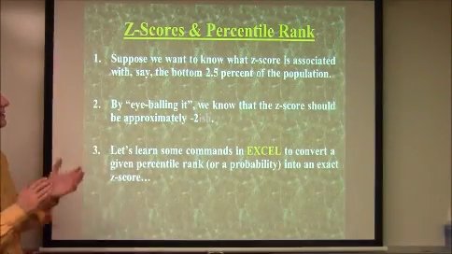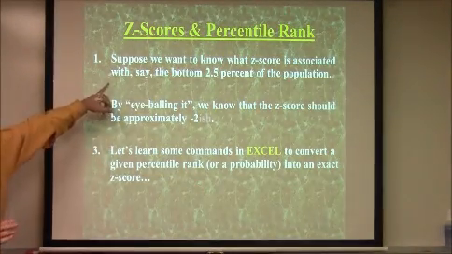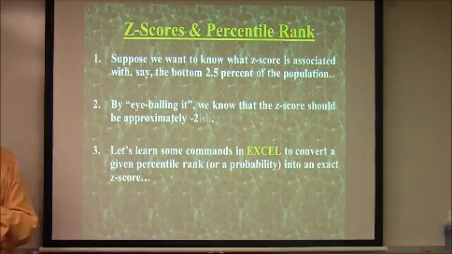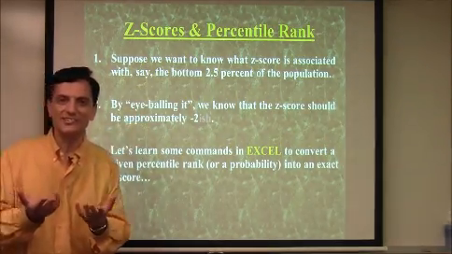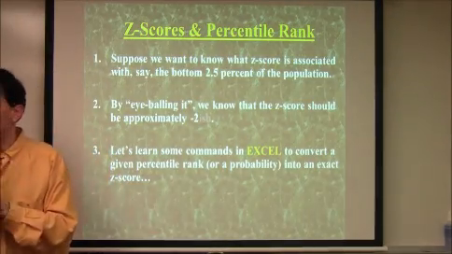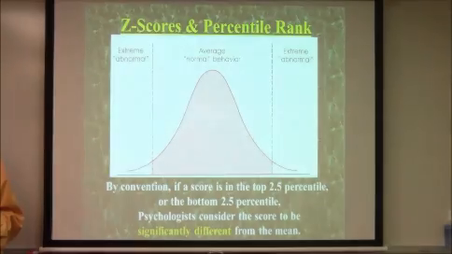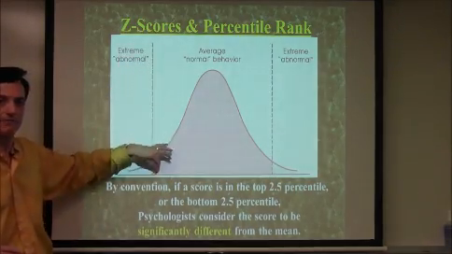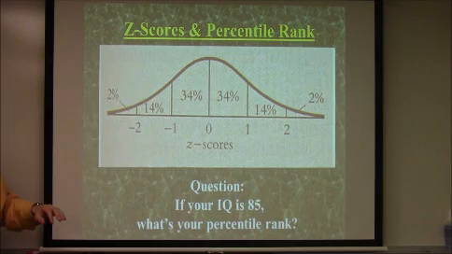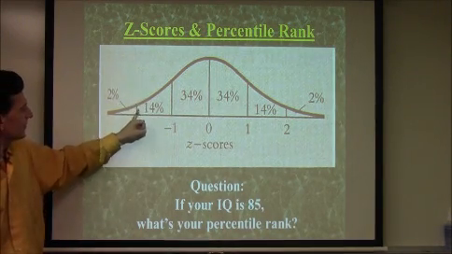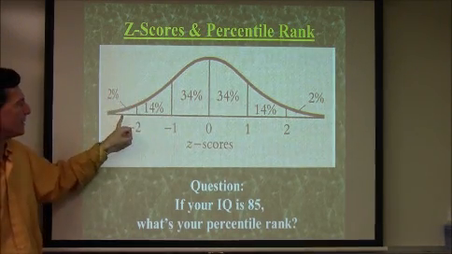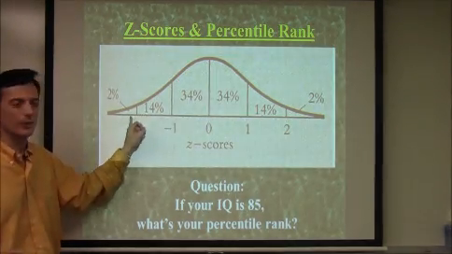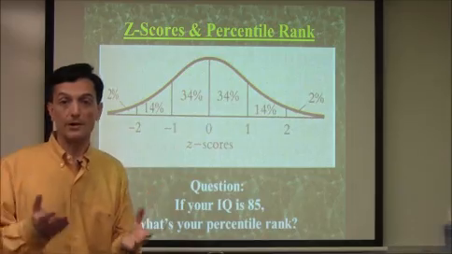Okay, so suppose we want to know what z-score is associated with, say, the bottom 2.5% of the population. How to begin doing that? Well, just by using our intuitions and by eyeballing the diagrams that we've had before, we would know that it would have to be somewhere near -2, because here we know that we're looking for the 2.5 percentile, okay? And we know that that's got to be pretty close to this last 2%. So it might be just a little bit shy of the -2 mark. So not all the way to -2 would be a ballpark estimate.